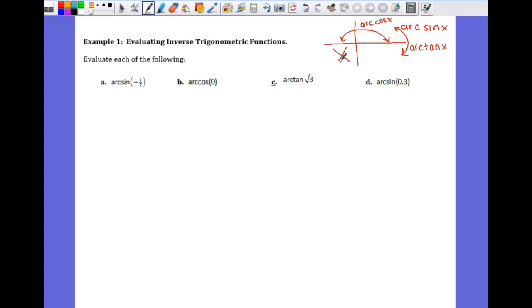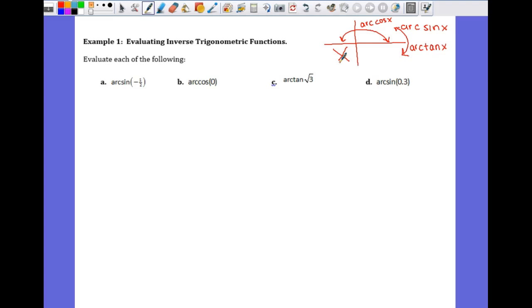No answers will ever come from quadrant 3. And honestly, the first time I did this, I forgot that rule, that the inverses can only live in certain quadrants. It just had been so long since I had taught them. I made my hand out and I was like, that's not right, because it doesn't fit the domain.